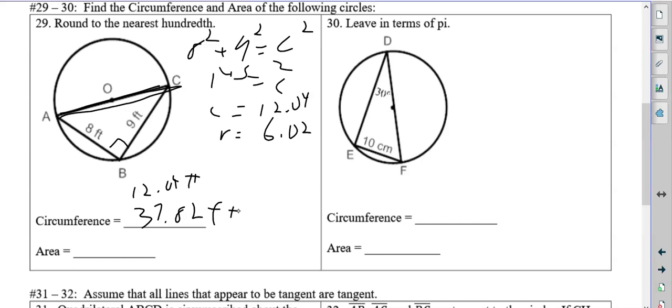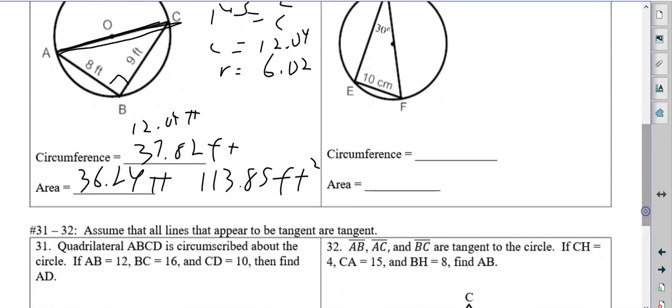And area is pi r squared. So 6.02 squared is 36.24 pi. So that times pi is 113.85. And that's going to be square feet. Okay, so first we had to find the diameter, and we use the diameter for circumference and then the radius for the area. Just a multi-step problem. Now notice on 30 it says leave in terms of pi.